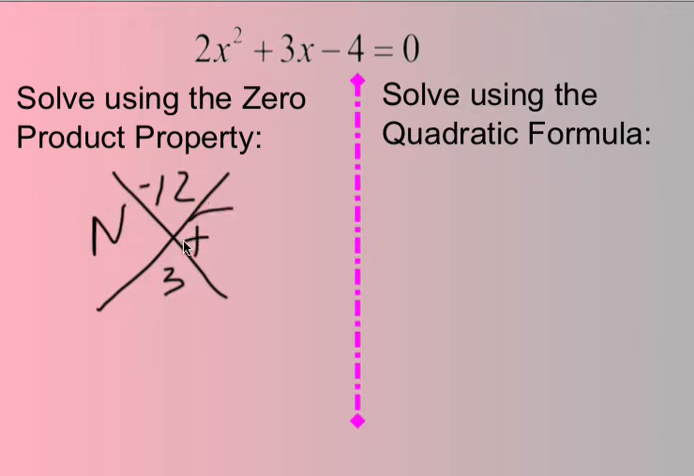So here's the reason why we're going through and showing you all of this. Sometimes the zero product property works and sometimes it doesn't. So if it doesn't work, you have to use the quadratic formula, or you at least have to try it.